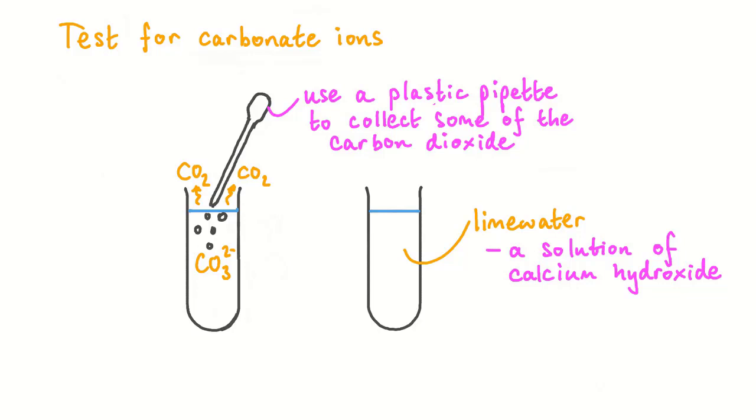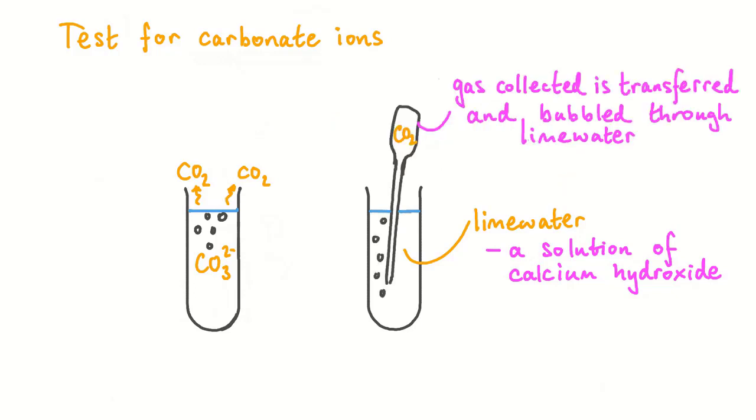originated from the carbonate ions, we bubble some of the gas through a lime water solution. This may be done by collecting some of the invisible gas from above the liquid in the test tube with a plastic pipette. The air is squeezed out of the pipette first and filled with carbon dioxide gas only. It is transferred immediately to the lime water in a separate test tube and bubbled through it.